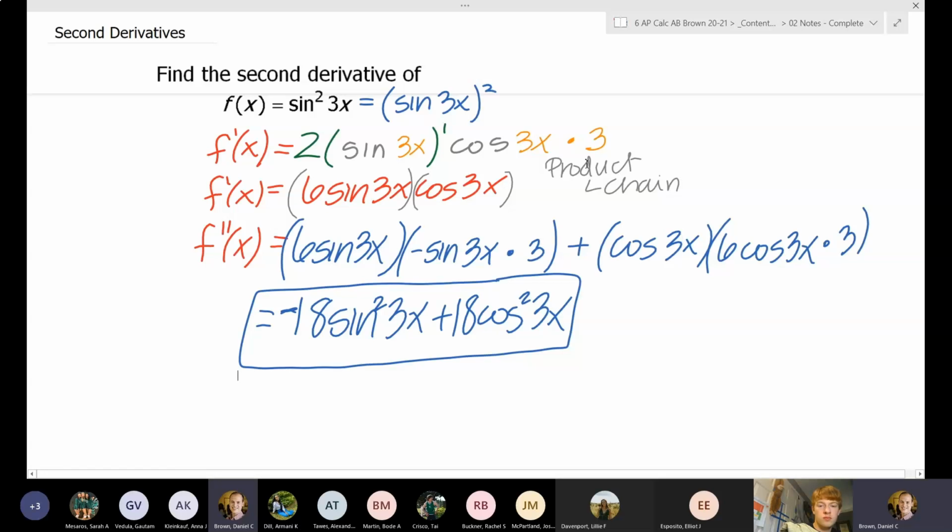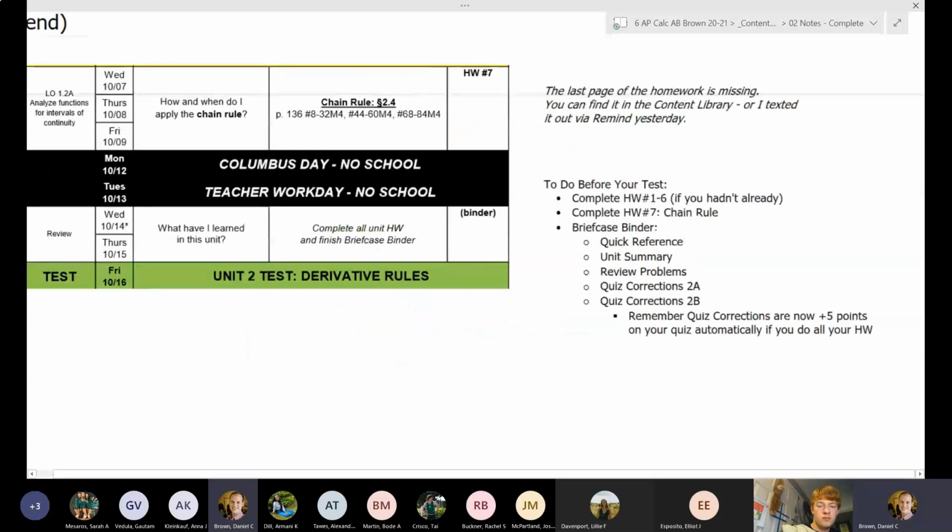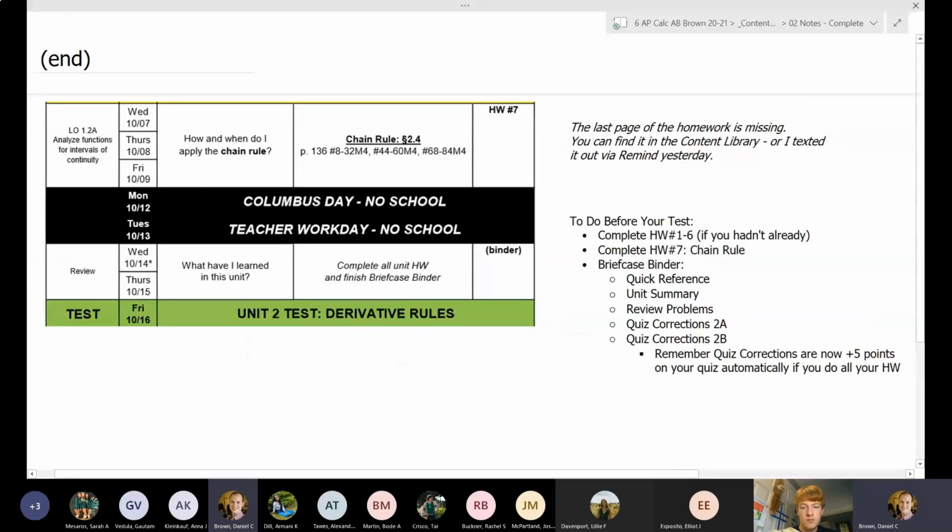All right, so I told you today's notes were going to be short. That's all I need to get done today. Your assignment, I'm leaving you with the same thing that I left you with yesterday. So homework numbers 1 through 6 were all done or hopefully already done. If you haven't finished those, then you can definitely get those finished before your test.